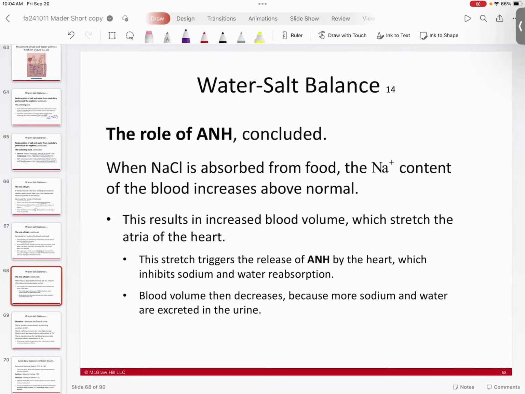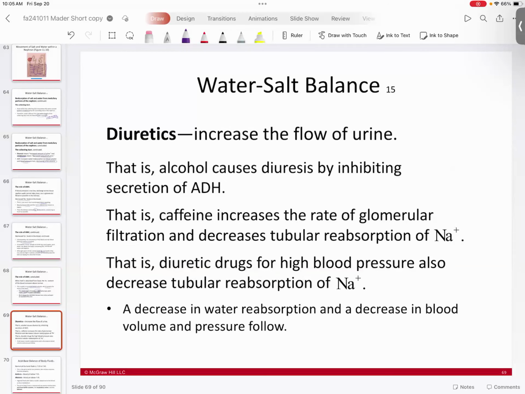So then sodium chloride is absorbed from your food, and the sodium content of your blood will increase and go above normal. And this will basically increase your blood volume. If you're eating too much salt, that will create a stretch in the heart, and that will release ANH from the heart, which will then stimulate sodium secretion into the urine stream, and the water will chase it. And then ultimately, that'll decrease your blood volume, and your blood pressure will get back down to normal.